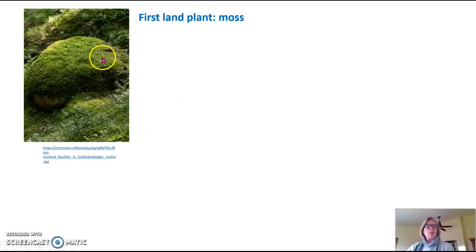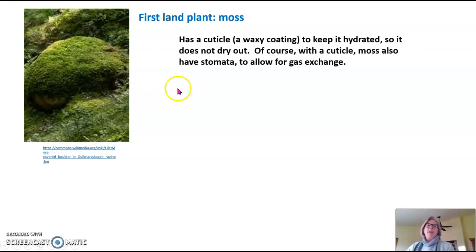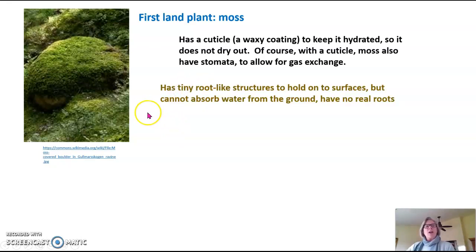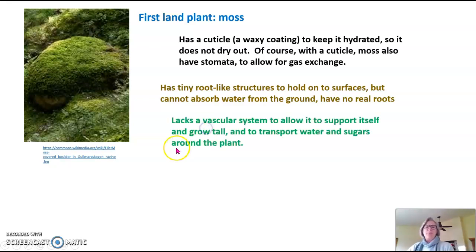So the first land plant that had any of these adaptations is the moss. So you can see here this moss on a rock. Moss has a cuticle, which is that waxy coating to keep it hydrated so it doesn't dry out. And of course with a cuticle, moss also have stomata to allow for gas exchange. Moss have these tiny root-like structures to hold on to surfaces, but they can't absorb water from the ground, so they aren't real, true roots.